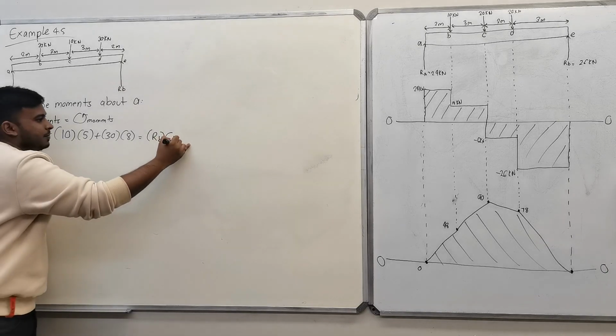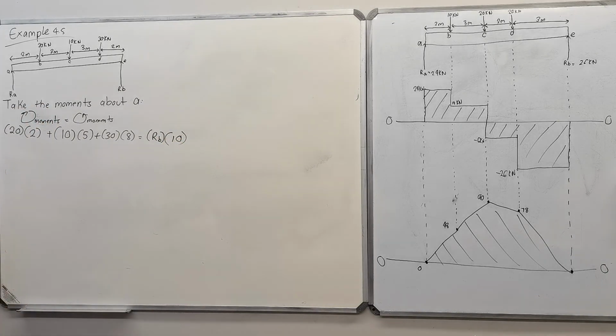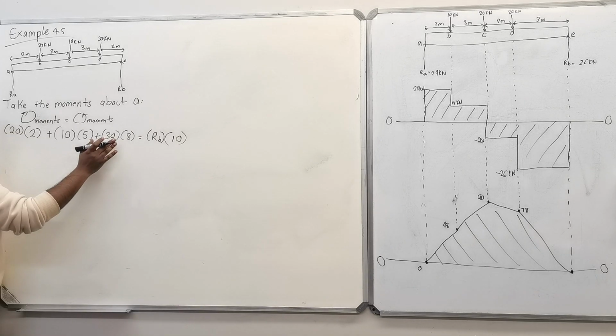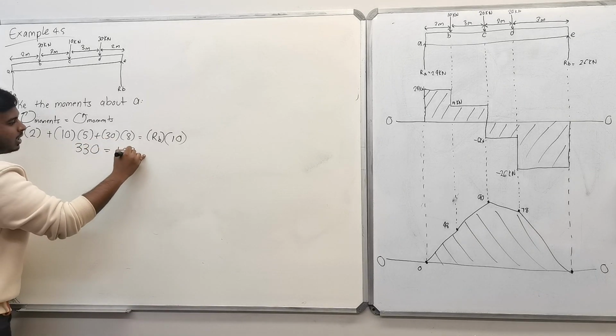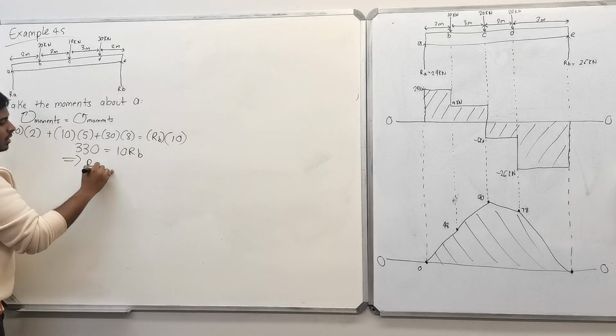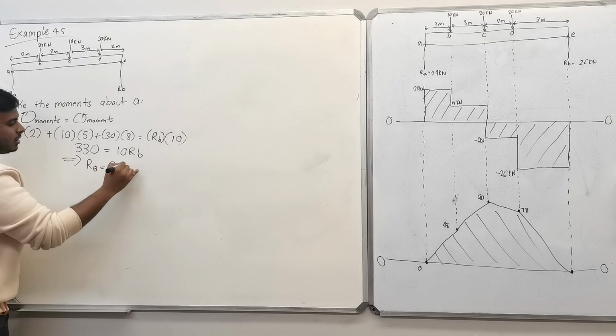10. Question: for this part, the down forces, we don't have to convert them to newtons? No, if everything is consistently kilonewtons, it's fine. So 40 plus 50 is 90, plus 240 is 330. So 330 is equal to 10 Rb, which implies that Rb is equal to 33 kilonewtons.